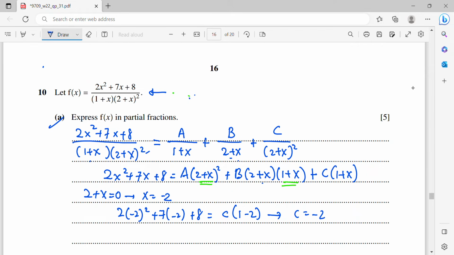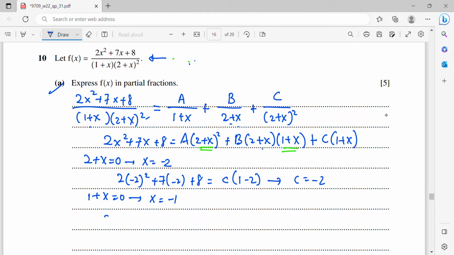Now next is let 1 plus x be 0. Therefore, your x is minus 1. So when you replace, 2 bracket minus 1 square plus 7 minus 1 plus 8. Now the A bracket 2 plus x, so your x is minus 1. That means it's 1 squared. So because of the 1 plus x for second and third term, you will eliminate the whole second and third term. Therefore, you will be getting your A is 3.